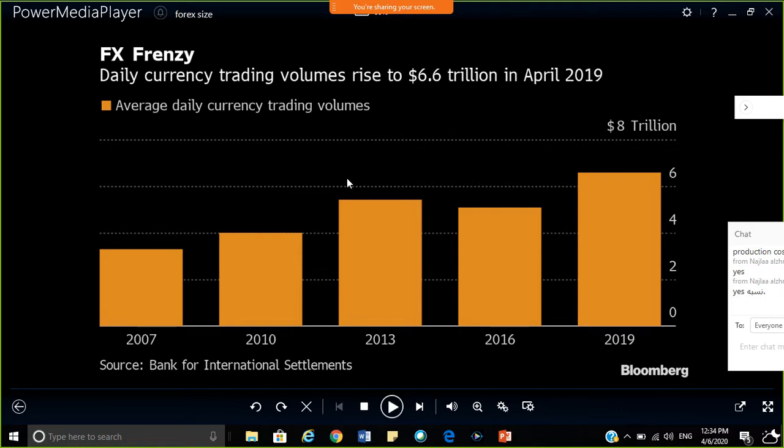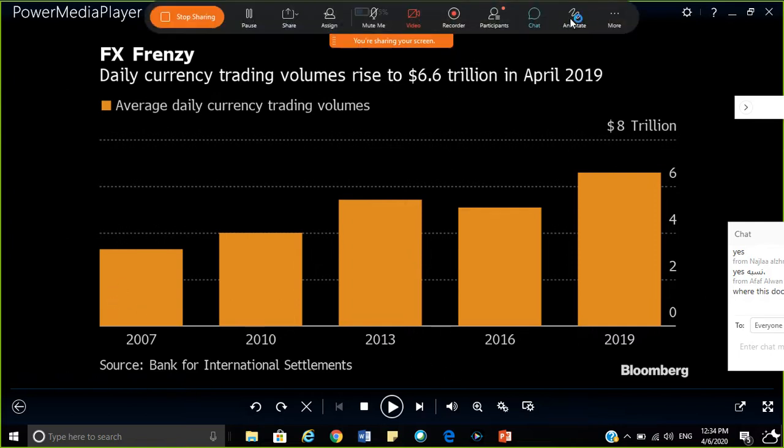Because every day the rate is changing, like the stock market, the value of currencies is changing. If the value of a currency increases and I sell, I make some profit, and if the currency value is going down, I can buy that currency. So, that is how the trading goes on. Now, look at this picture.